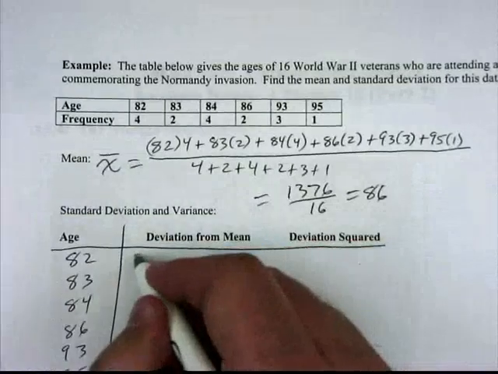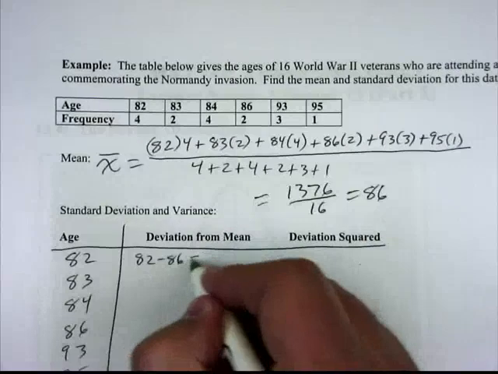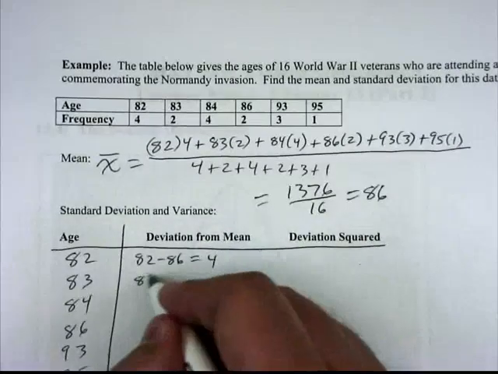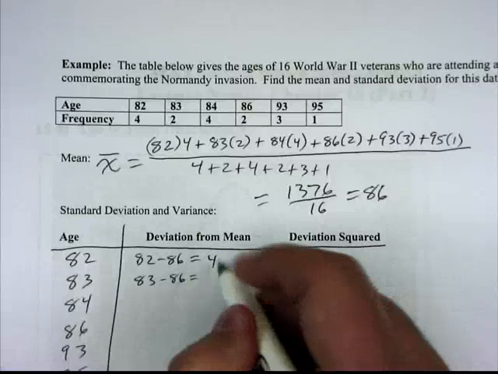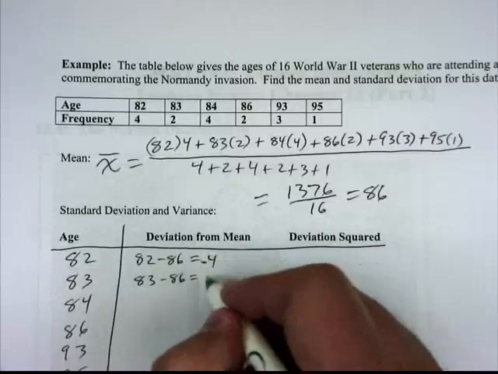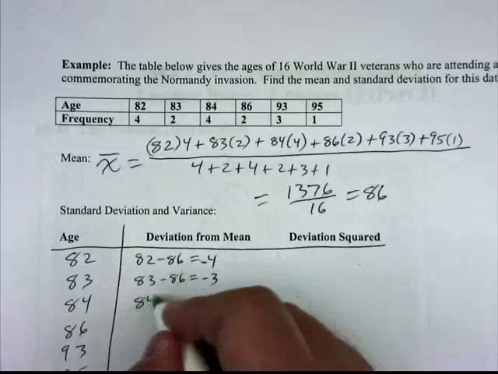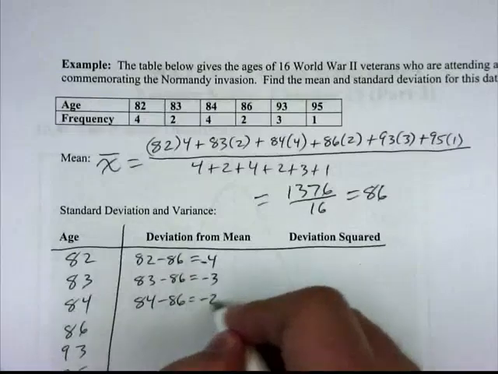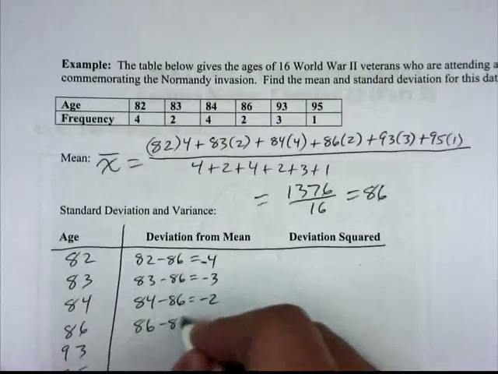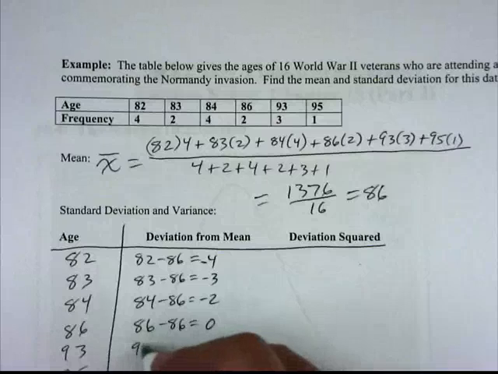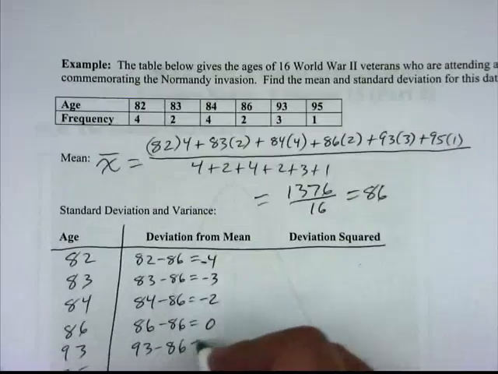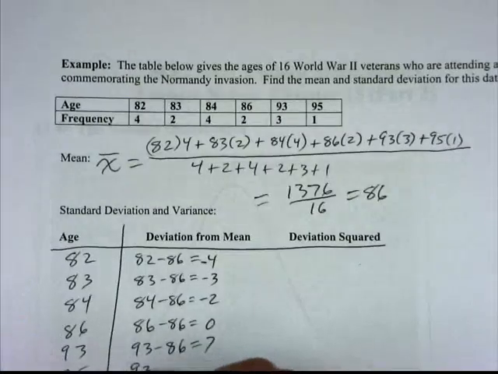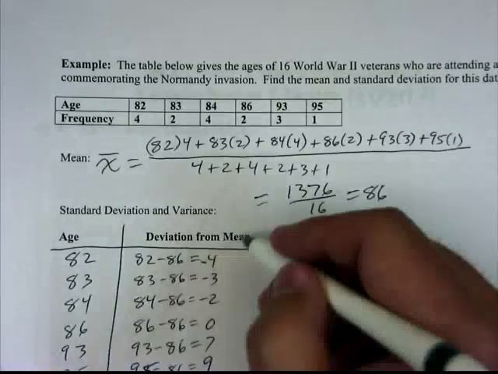Our deviation from the mean, 82 minus 86, gives us negative 4. 83 minus 86 gives us negative 3. 84 minus 86 gives us negative 2. 86 minus 86 gives us 0. 93 minus 86 gives us 7. And 95 minus 86 gives us 9.